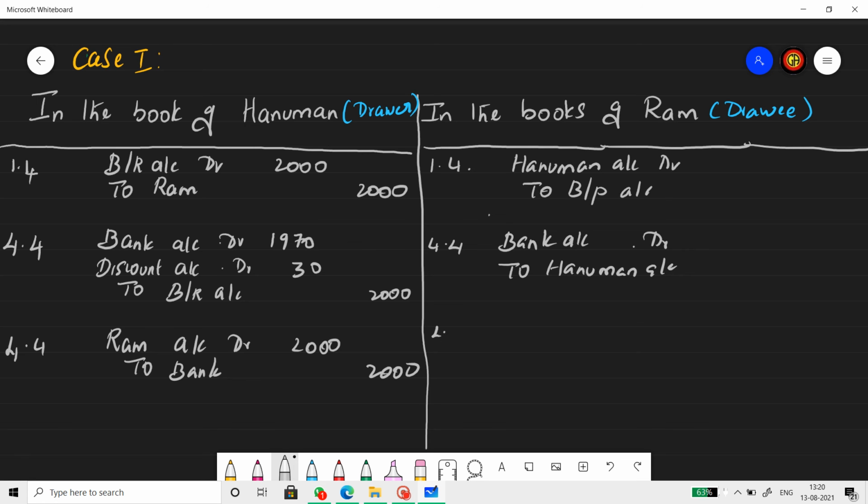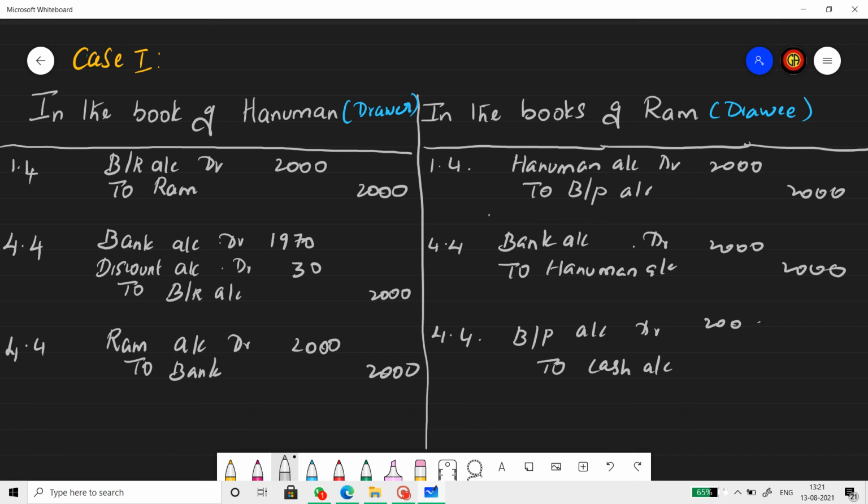On 4/4, on the same day, the bill is honored. Bills Payable account debit to cash account or bank account. Okay, the amount is 2000.